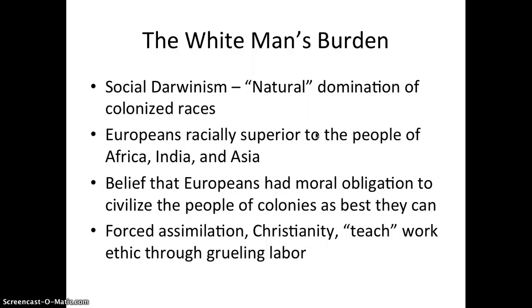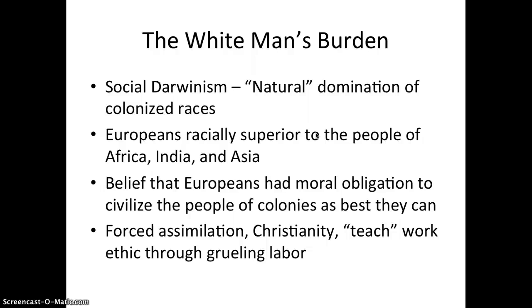There's also the white man's burden, which is famous from the Rudyard Kipling poem, and it's this belief that Europeans had a moral obligation to civilize the people of the colonies as best they can. So they forced assimilation into European cultures. They pushed Christianity on them through missions. They would quote-unquote teach work ethic through grueling labor and say, oh, it's good for them, you're building work ethic. They didn't have it. So this is the white man's burden.